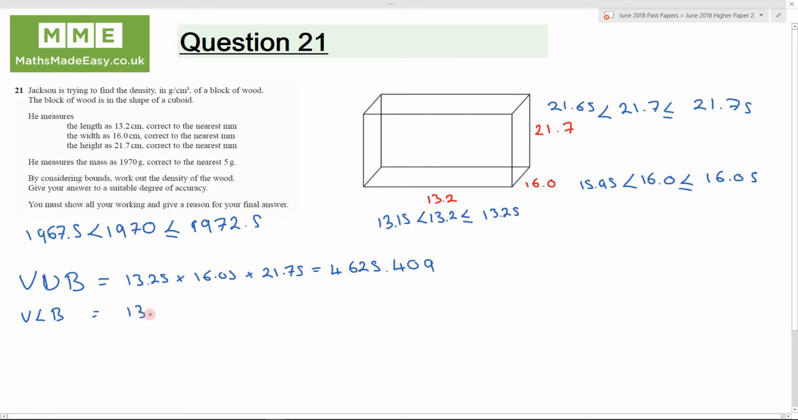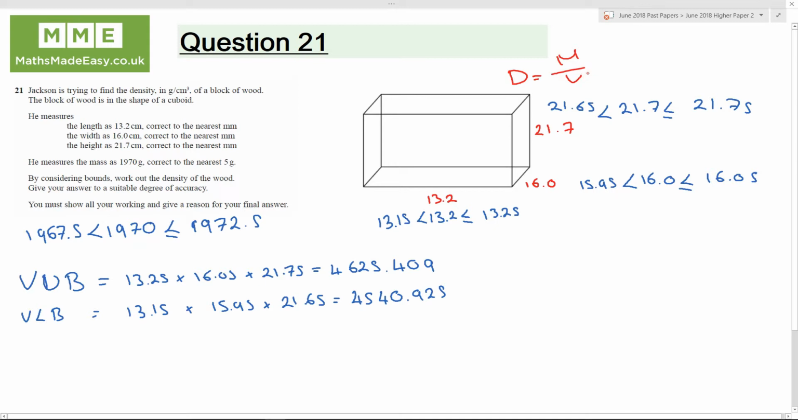So then the volume lower bound would be all the lowest numbers. So this would be 13.15 times 15.95 times 21.65. And this would come out as 4,540.925.